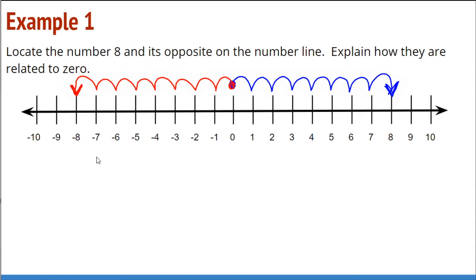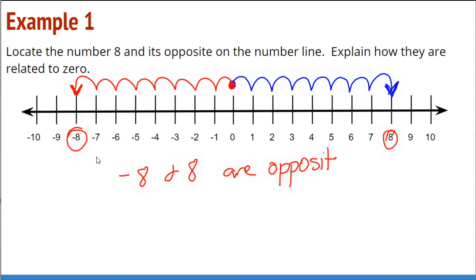So I have 8, and I counted 8 units to the right, and then I started at 0 again because it's between them, and I went 8 units to the left, and I ended up at -8. So I have located 8 and -8. I have said that they are opposites. So -8 and 8 are opposites. They are opposites because they are on opposite sides of 0.